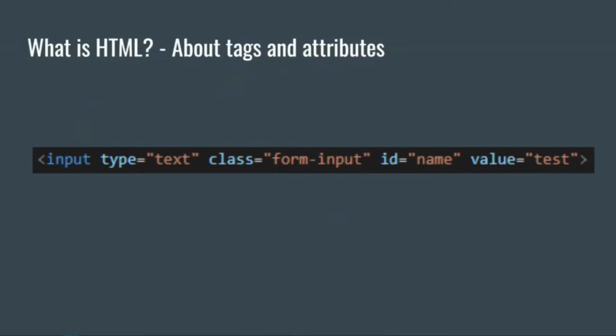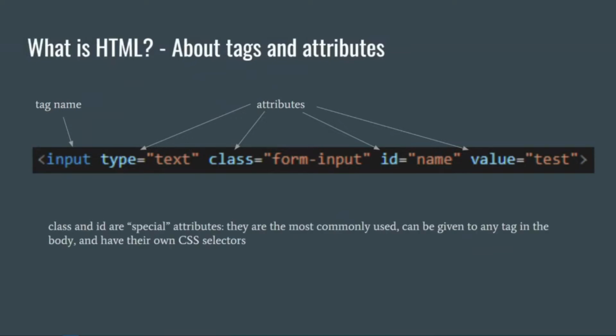So this is another tag. You can see that the name is at the front. So the name for this one is input, and then it has a bunch of things called attributes. These are defined with a name, an equals, and then a value. Class and ID are special attributes in HTML. They are easily the most commonly used ones. Can be given to any tag in the body. I mean, technically any attribute can be given to tags, but if it's not relevant, then it won't actually change anything. Class and ID are always relevant. And because they are special, they have what's called their own CSS selectors.